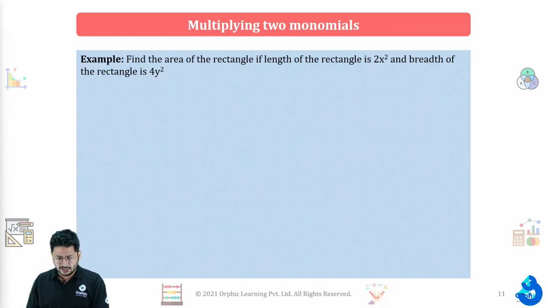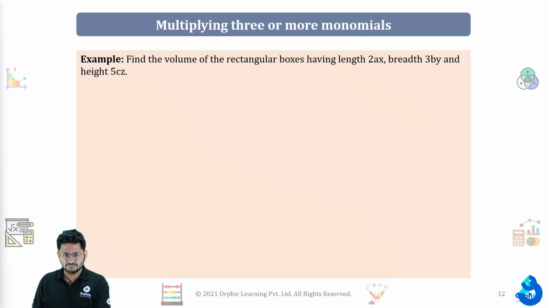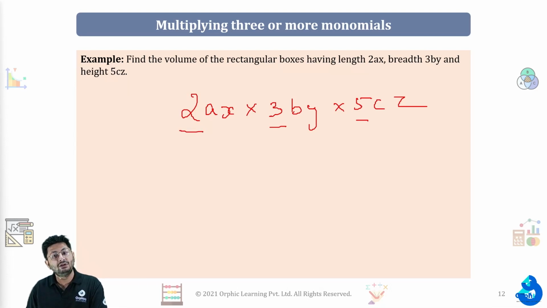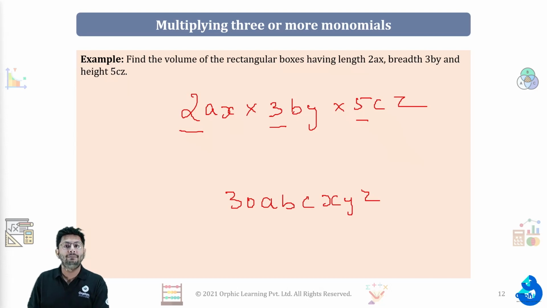Okay, let's move on to the next question. So in this question, we have to find out what is the volume of a rectangular box having length, breadth and height. So we'll do the same thing again. Volume of a rectangular box would be equal to length into breadth into height. So 2ax into 3by into 5cz, that is equal to 2 into 3 into 5, 2 into 3, 6 into 5, 30 into a, b, c, x, y, z. खाली नंबर वेरिएबल्स का मल्टीप्लिकेशन लिखा है.